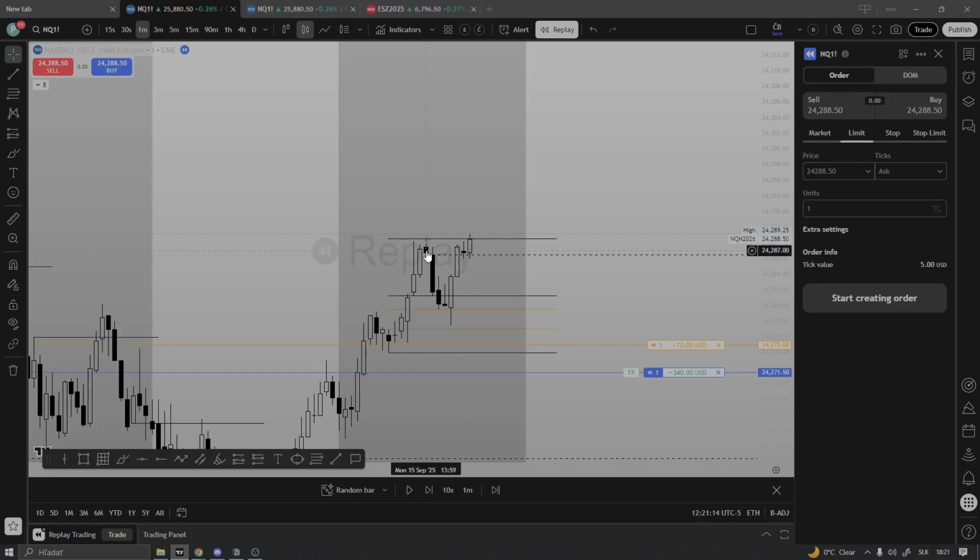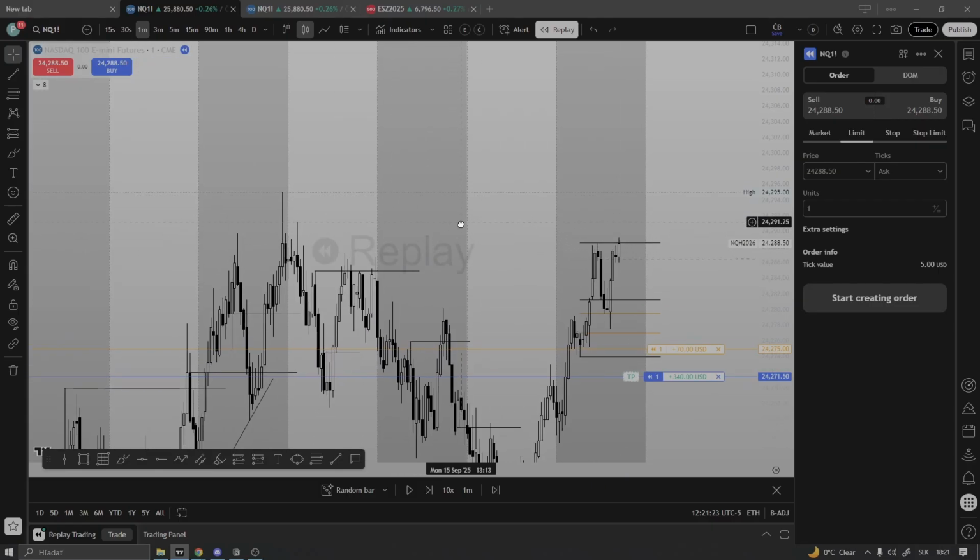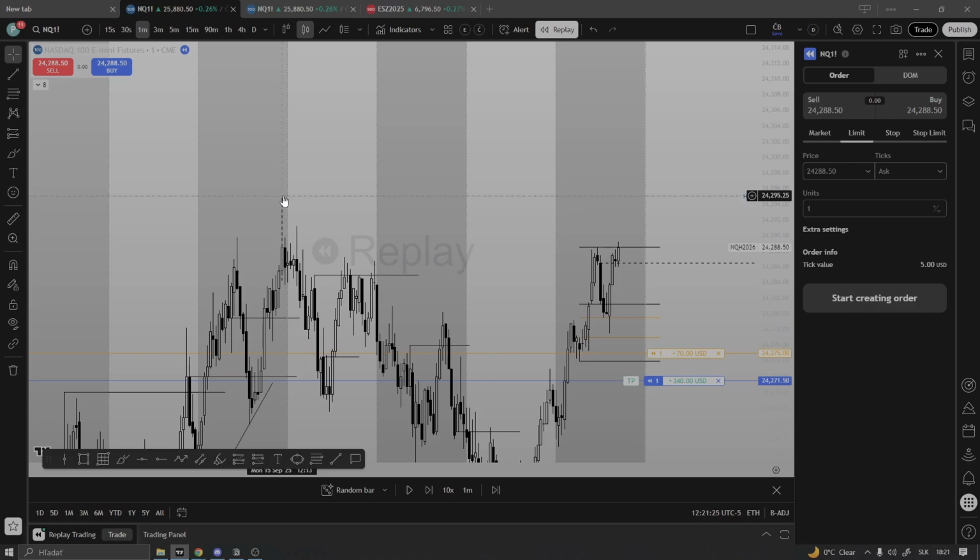Okay, we are closing above that 2 p.m. and also above the high of the 1:59 candle, meaning right now I would like to see the final push to that 12:13 high.